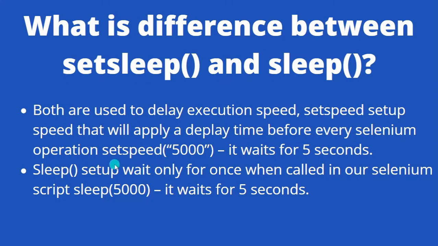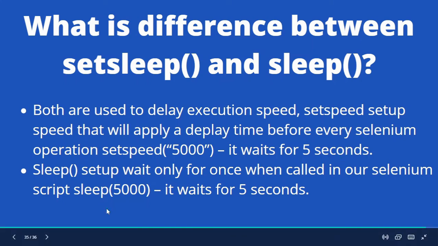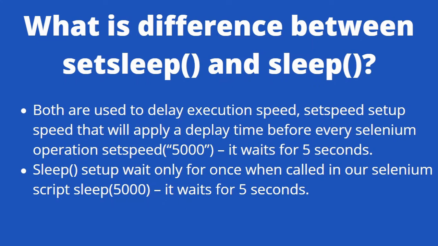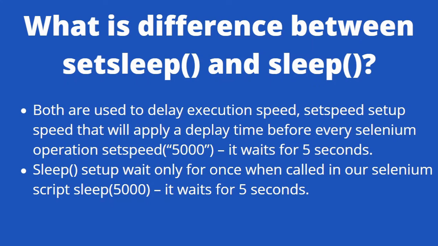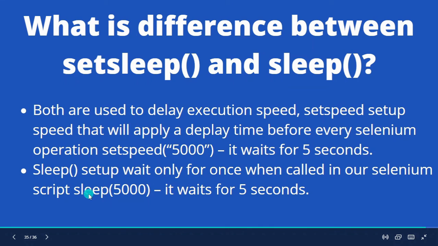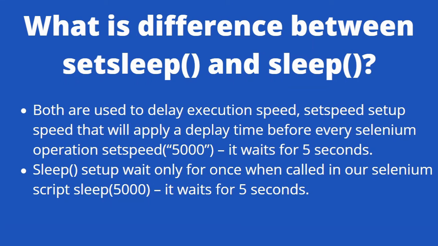So when you set setSpeed of 5000, it will wait for 5 seconds for each and every Selenium operation. Whereas when you set the sleep of 5000, it will wait for 5 seconds only for that particular line and not for each and every Selenium operation. So that is the main difference. So setSpeed is applicable globally for all the Selenium operations, whereas the sleep method is applicable only for the specific operation which we have defined.